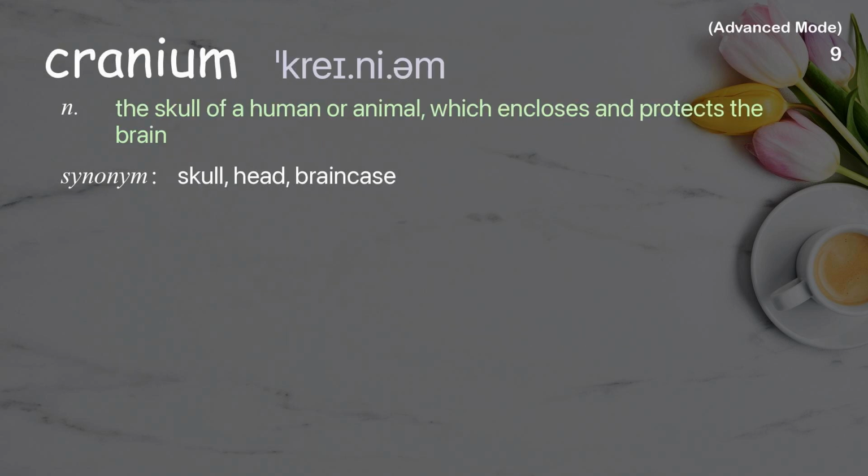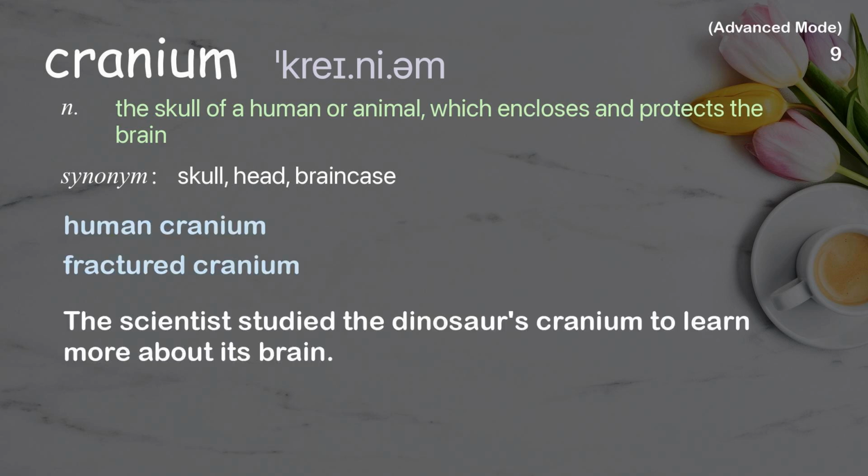Cranium. The skull of a human or animal, which encloses and protects the brain. Examples: Human cranium. Fractured cranium. The scientist studied the dinosaur's cranium to learn more about its brain.